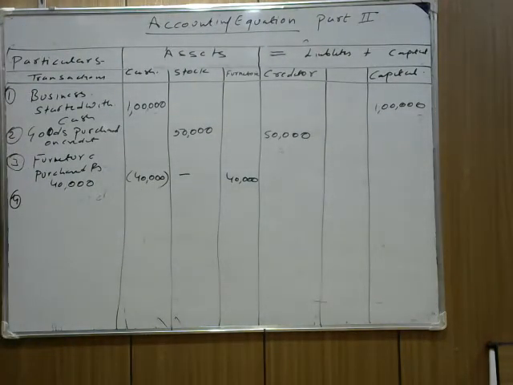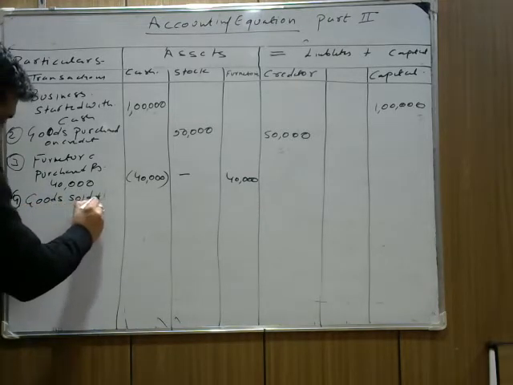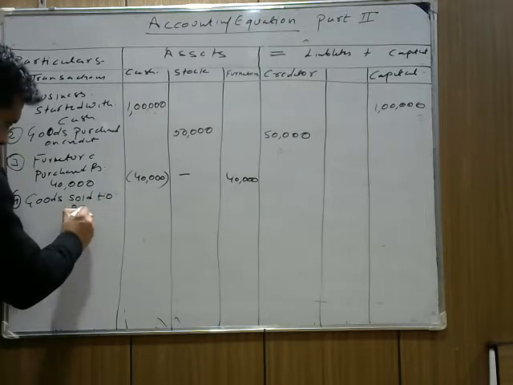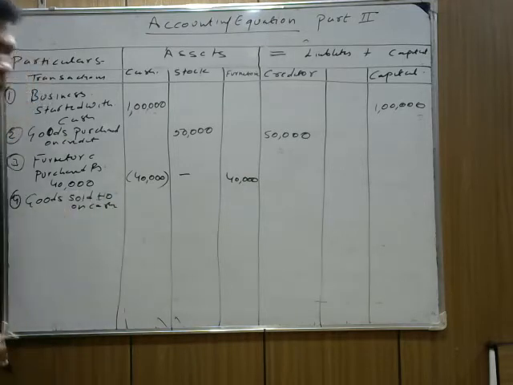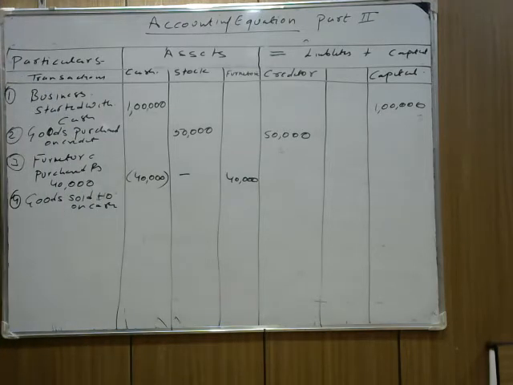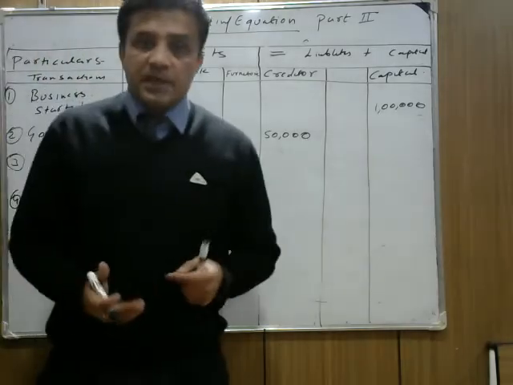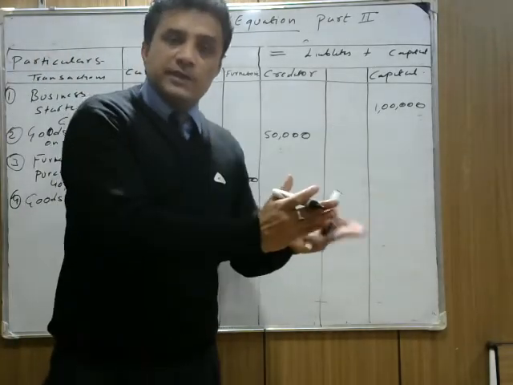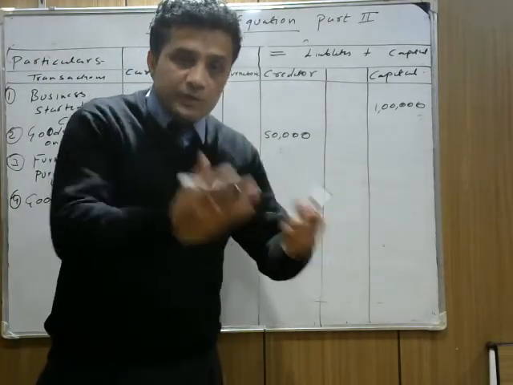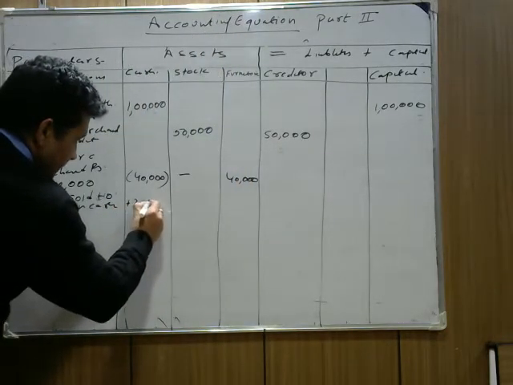Goods sold to Subhash on cash. It means you sold the goods on cash. You sold the goods which cost rupees 20,000. Okay, it means when you sold goods on cash, you're getting cash of rupees 20,000. To the right, add 20,000.